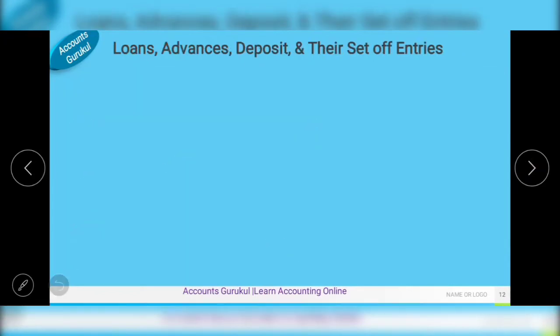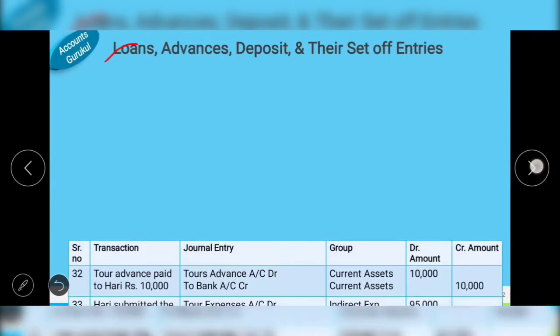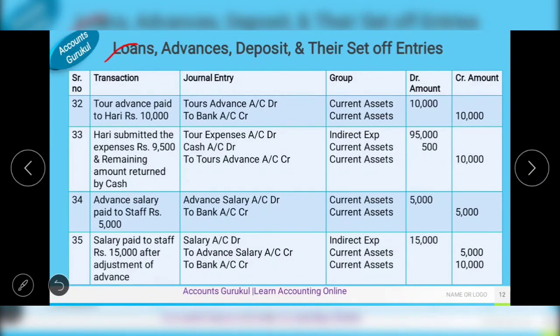Now the next, we need to understand at the time of loans, advances, deposits, their set off, how the entries are going to be. So that's what we are going to discuss in this slide. The first, tour advance paid to Harry rupees 10,000. So Harry को we have done the payment of 10,000 as an advance for tour.